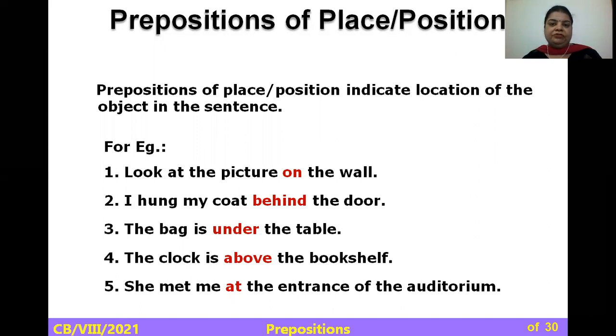Prepositions of place or position indicate the location of the object in the sentence. For example, look at the picture on the wall. I hung my coat behind the door. The bag is under the table. The clock is above the bookshelf. She met me at the entrance of the auditorium. So the words on, behind, under, above, and at indicate the location of the object in these sentences.